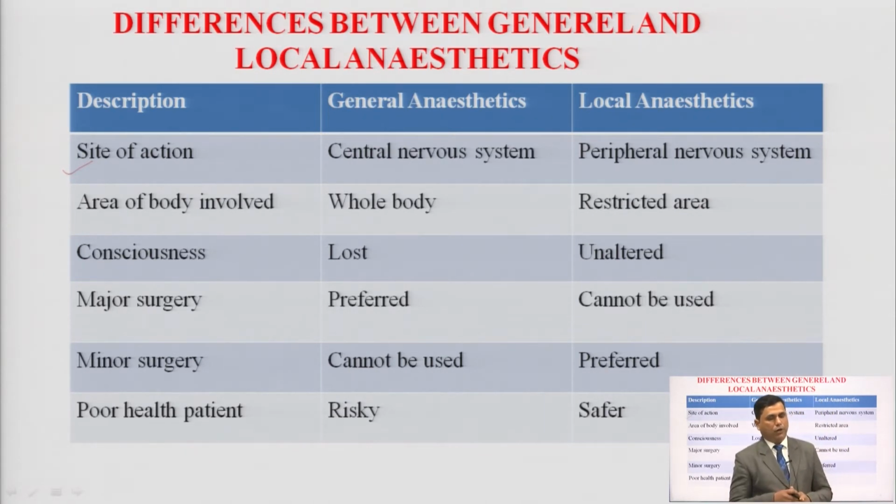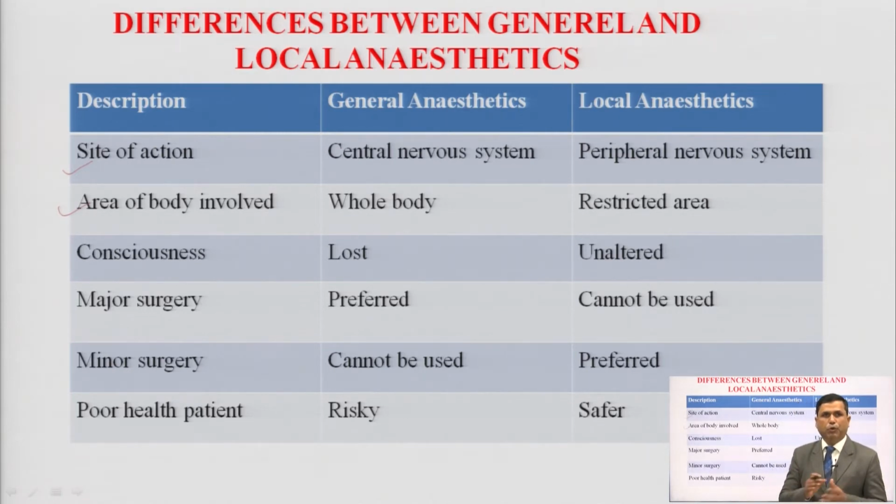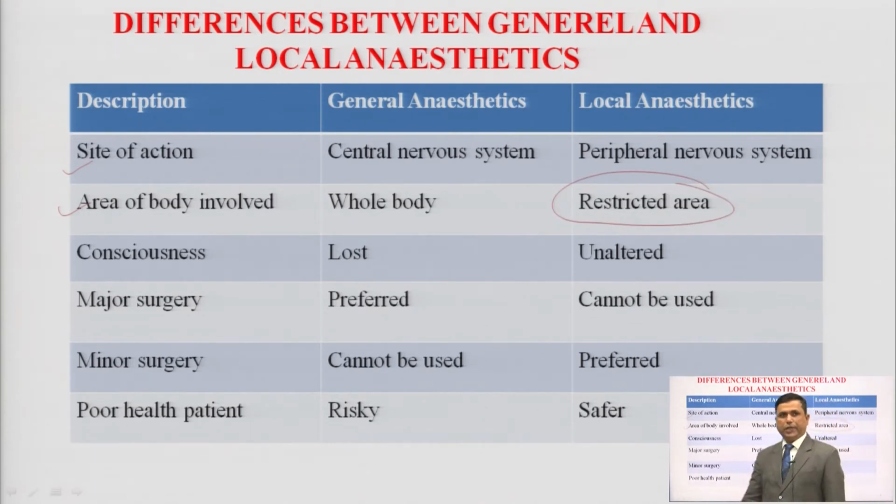Area of the body involved. The second point is very important. In the general anesthetics, the whole body is involved, and in the local anesthetics it is restricted to the local area. That is why we call them the local anesthetics.